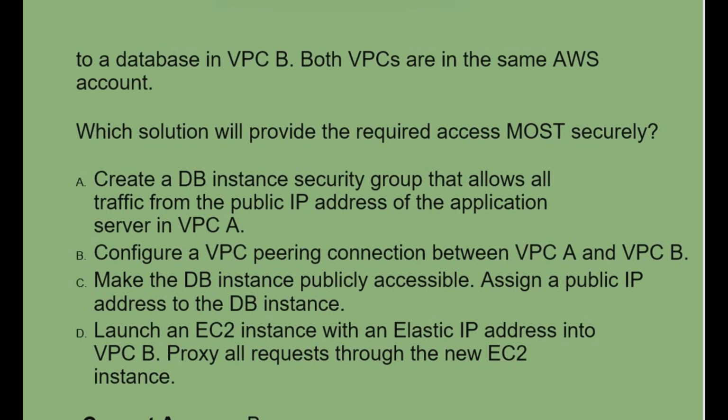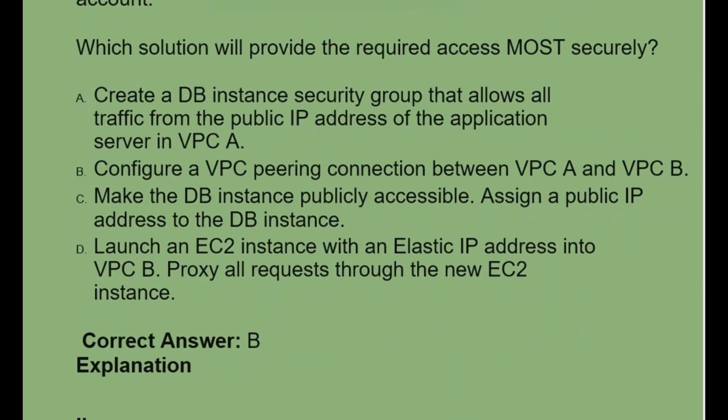Option D, launch an EC2 instance with an elastic IP address into VPC-B. Proxy all requests through the new EC2 instance. Correct answer is option B.